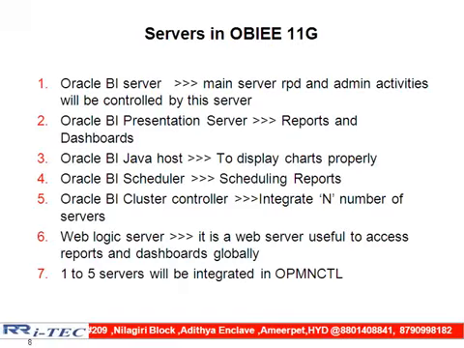Now, once we are clear about that, we need to understand the next topic, servers in OBIEE 11G. What are the servers available in OBIEE 11G? If you install the product OBIEE 11G, you are going to get all these servers. The first server, a very important server in your life, is called the Oracle BI Server. The Oracle BI Server mainly takes care of two points. One is the entire RPD activities. Second is all admin activities.